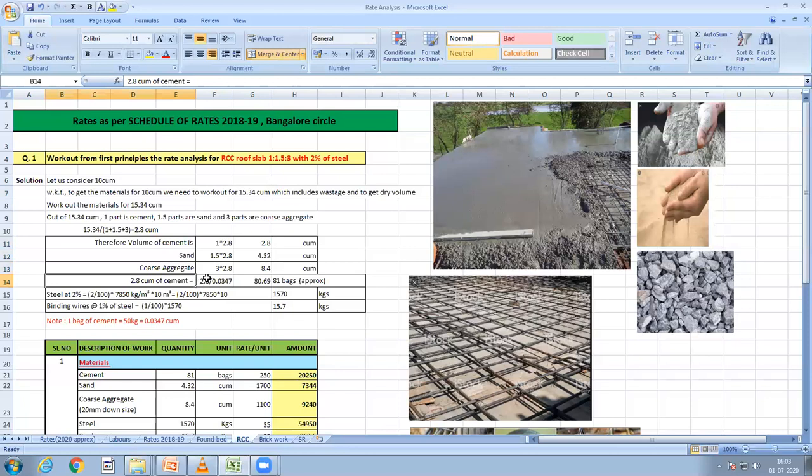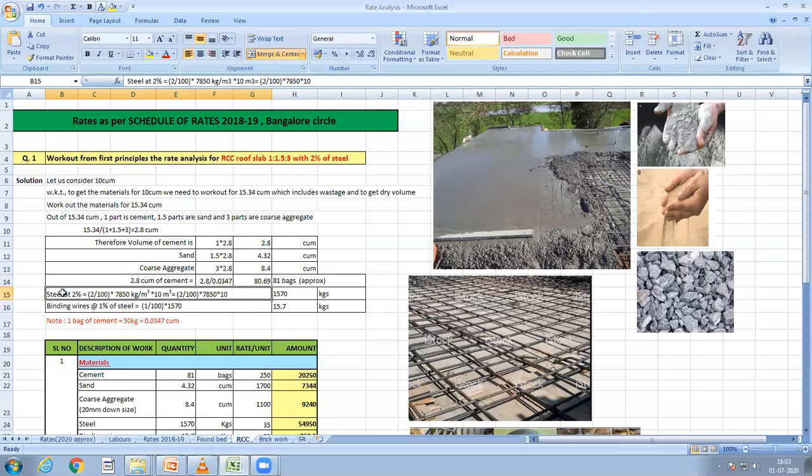Since we have the rate of cement in bags, we have to convert this cubic meter to bags. So 2.8 divided by 0.0347. This number you have to remember, since 1 bag of cement is equal to 50 kg, that is equal to 0.0347 cubic meter. That comes to 80.69. We can approximate it to 81 bags. All these things are in cubic meter, and except this one, which will be in bags.